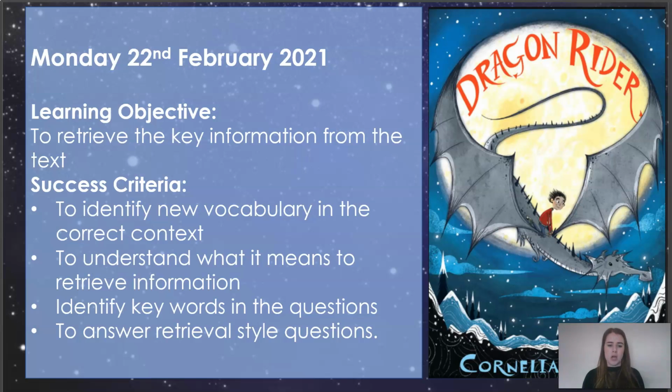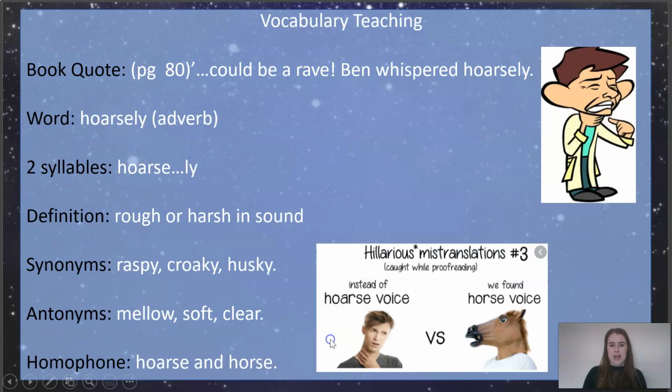And then we're going to have a go at answering some different retrieval style questions. I'm not going to focus on one specific question. We're going to have a go at looking at 2 or 3 different ones. And then I'm going to mix it up a little bit for your task, okay? Because I think we've gone through most of the retrieval style questions now, so we can start to mix it up a little bit. So that's what we're going to be looking at today.